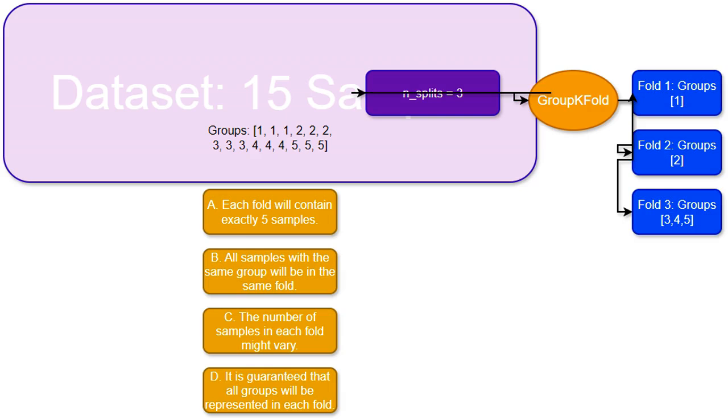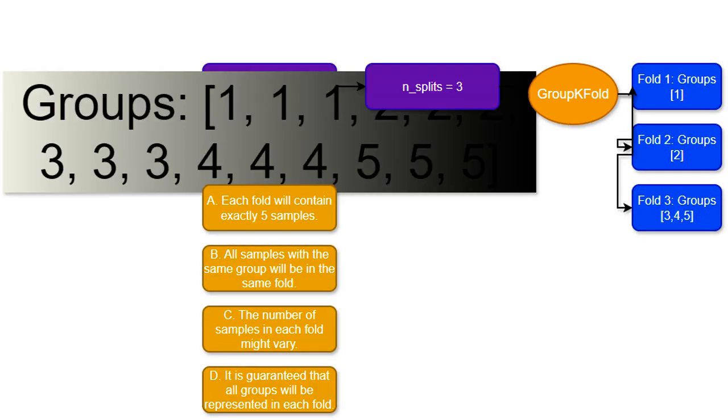The dataset contains 15 individual samples or data points that are going to be used in the cross-validation process. These numbers represent the group each sample belongs to. Notice that there are 5 groups, 1, 2, 3, 4, and 5. And each group contains exactly 3 samples. This grouping is crucial for the GroupKFold technique.